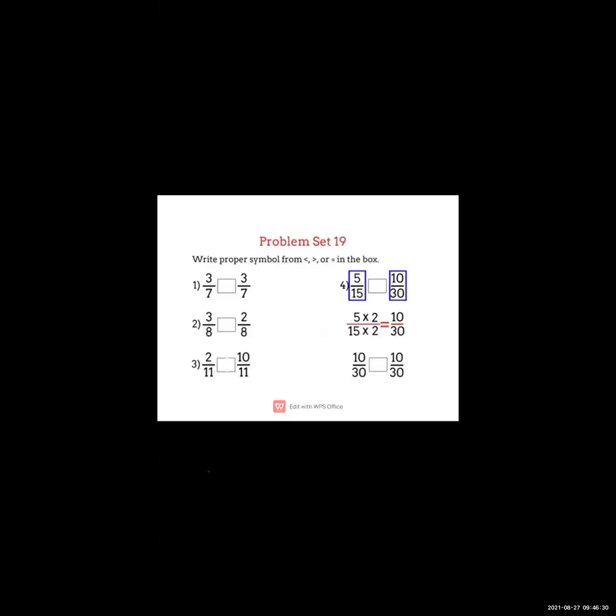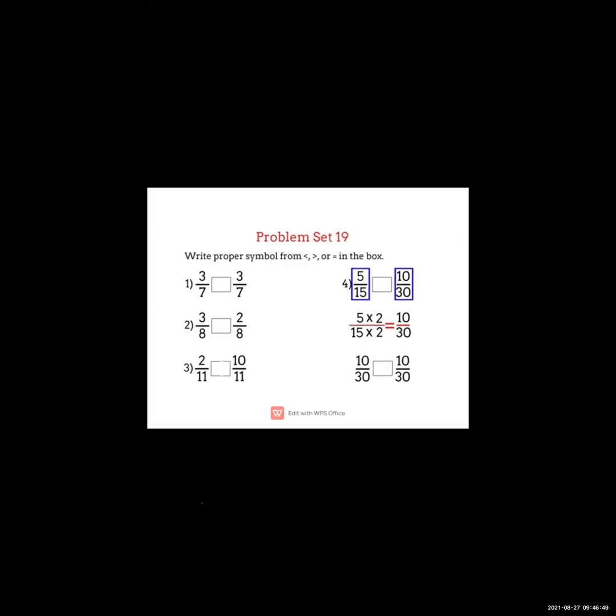Second question, write proper symbol, greater sign, smaller sign or equal in the box. So 3 upon 7 and 3 upon 7. Both numerators are same and denominators are also same. Very good, students. So you will write equal sign. Both are equal. Okay, so you will write equal sign.